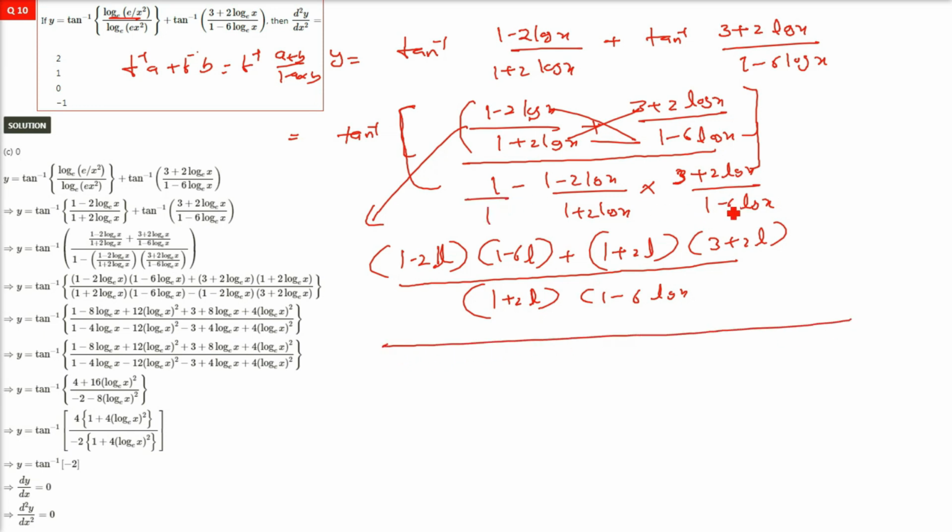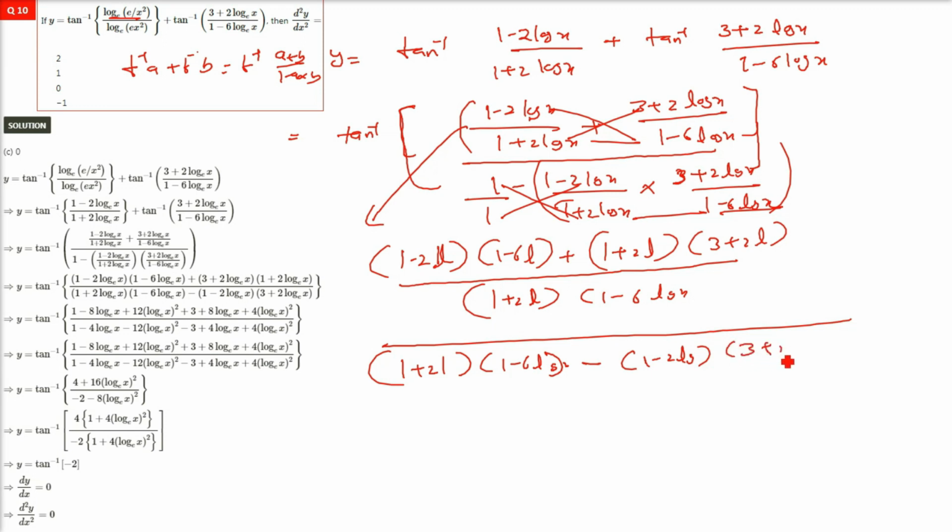I am writing the denominator now. Same thing. Multiply these two, put it here. So 1 plus 2 log x into 1 minus 6 log x, and then we have this one: 1 minus 2 log x into 3 plus 2 log x. So just cross multiply, write with a negative sign, that is 1 minus 2 log x into 3 plus 2 log x. In the denominator you have 1 plus 2 log x into 1 minus 6 log x, and you multiply it by 1. Write it here. So this is 1 plus 2 log x. I'm just writing log x as L. Now in the denominator, you can cancel these two out.